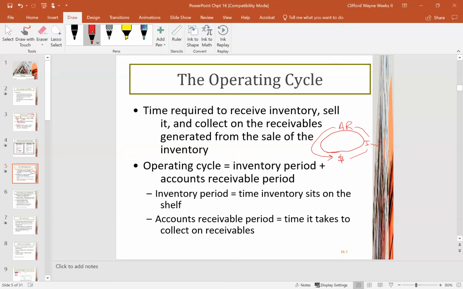For finance, we're going to break that operating cycle into two components. There's the inventory period: once we've taken that cash and bought inventory, how long does that inventory sit on our shelves? Then we're going to add to it the accounts receivable period: once we sell that, how long does it remain uncollected? The inventory period equals the time inventory sits on the shelf, and the accounts receivable period is how long it takes to collect accounts receivable.